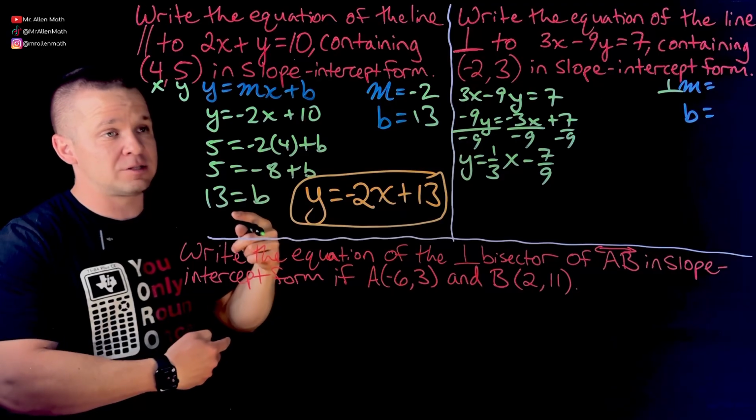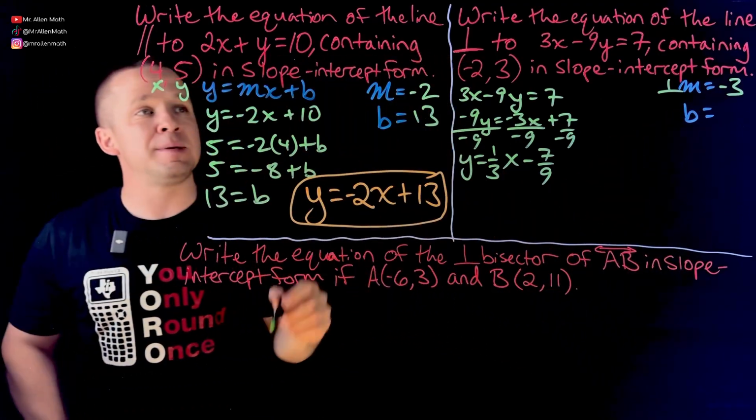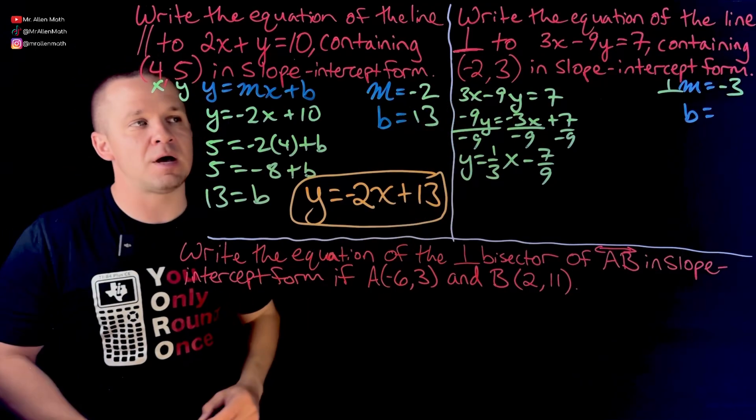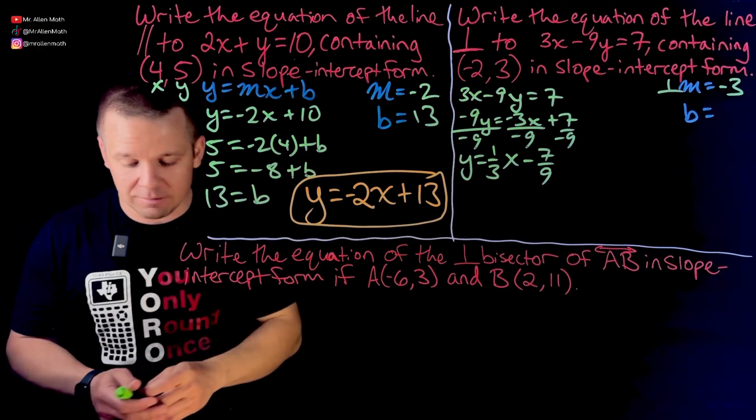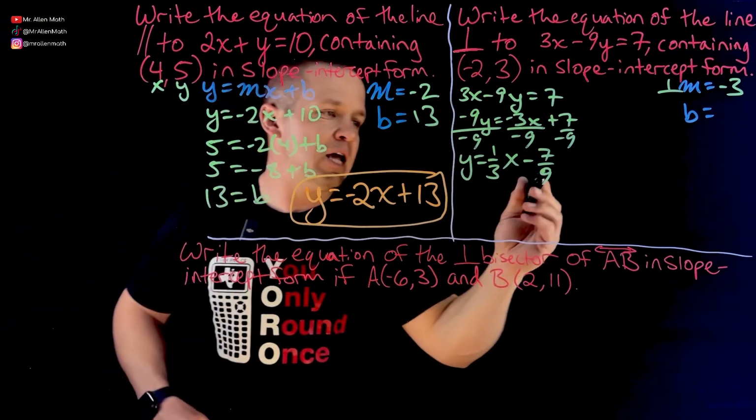So flip it, that's 3, change the sign, negative 3. That is my perpendicular slope that I'm going to be using for this line that is perpendicular to the given and passes through that point. Now, next part, we're just going to figure out our b value, right? Just like we did before. So let's keep it going here.